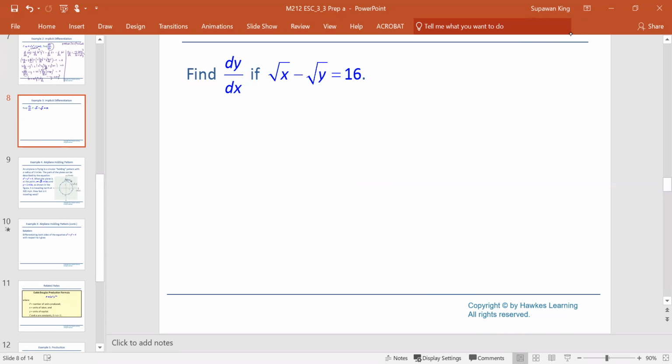For this example, we find dy by dx if we have square root of x minus square root of y equals 16 as the implicit function. Let's rewrite the square root as a power. We have x to the power 1/2 minus y to the power 1/2 equals 16. To find dy by dx, we start by finding d by dx of each term.